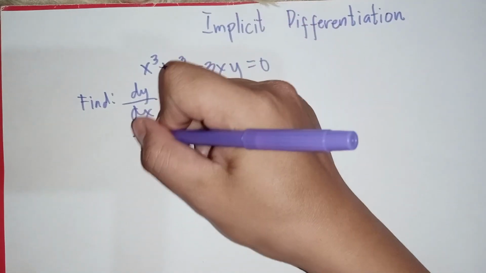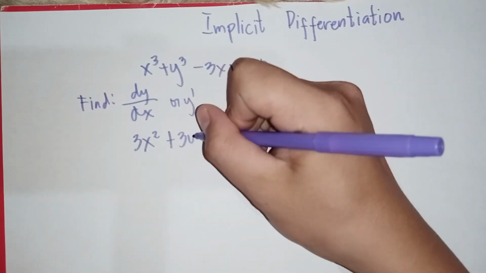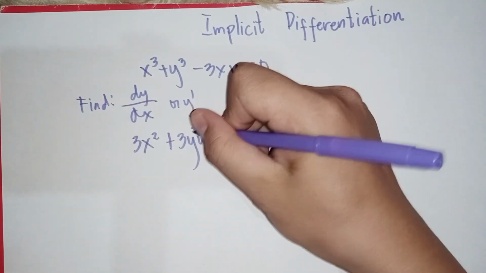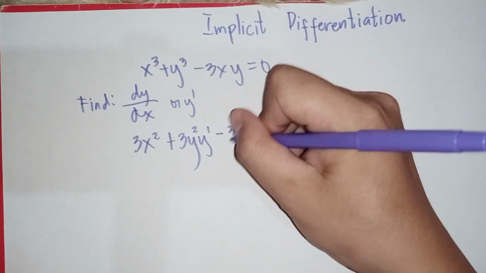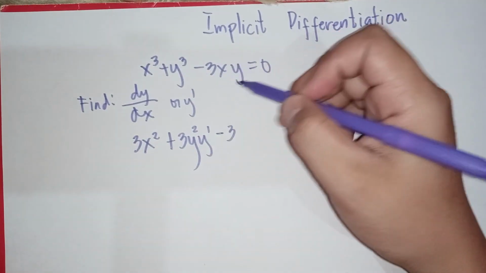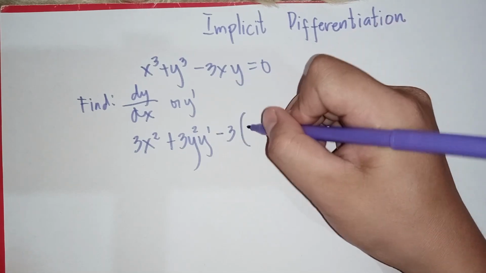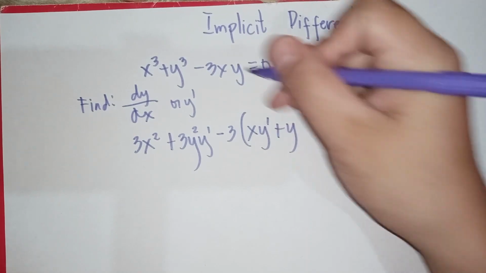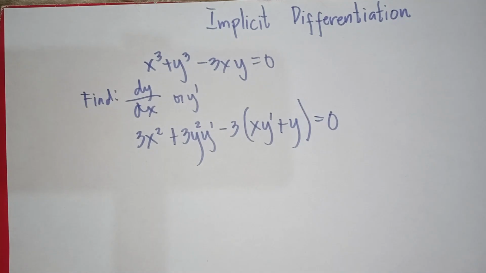Derivative of x cubed, that is 3x squared. Okay? Derivative of y cubed, that is 3y squared, so 3 minus 1 is 2, y prime. Minus 3, so product formula po tayo mga boss sa derivative. So, 3 times x, derivative of y, that is y prime, plus y, derivative of x is 1. So, 1 times y is y na mga boss, equals 0.